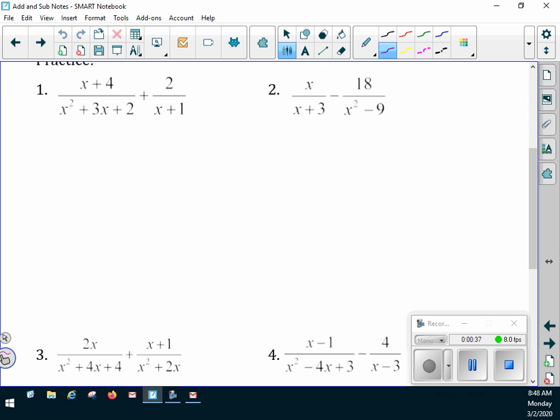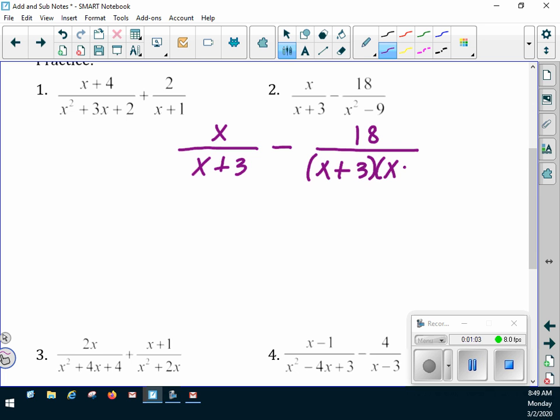When you add and subtract fractions, you have to have a common denominator. Your first step is you're going to factor every denominator you've got. Will this first denominator factor? Nope. Minus. Will the second denominator factor? You betcha. And it'll factor into what? Good. X plus 3 times x minus 3. That's called a difference of 2 squares.